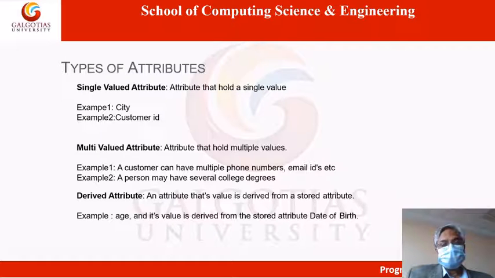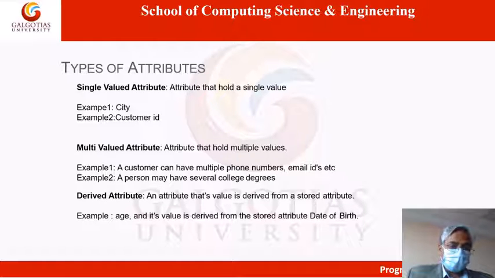For example, city. City will have only one value, not like address, which may have different values. City can only be Greater Noida or Delhi or Jaunpur or Lucknow or Chennai. So this city can have only one value. Then also your roll number or admission number of a student or customer ID can have only a single value.